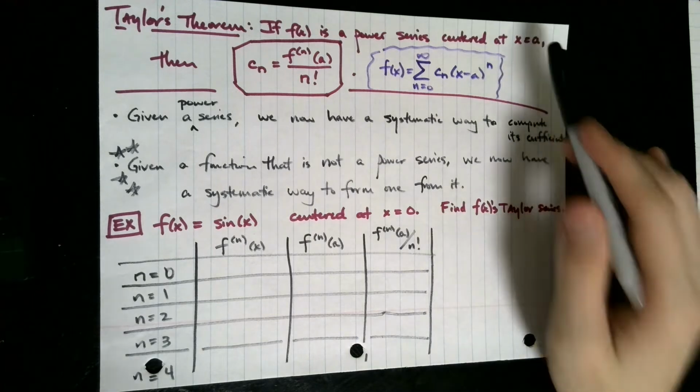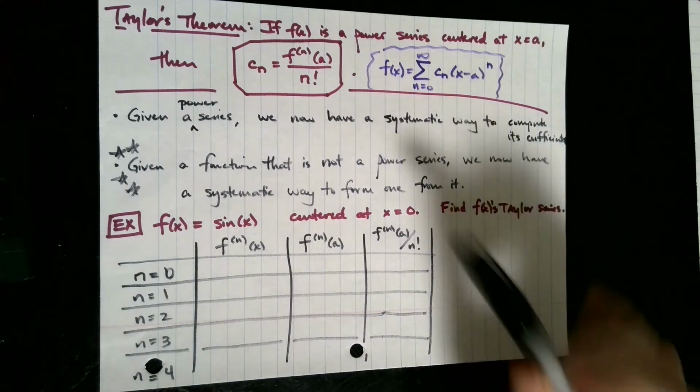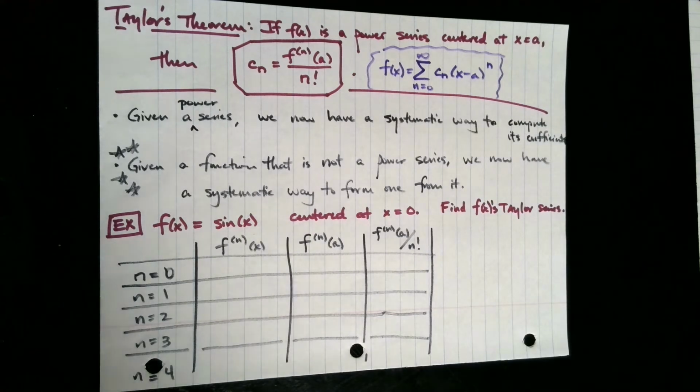Why? Because we're centered at a here. So a is what you'd have to plug in to wipe away all the terms of higher degree. And so this is an example of a power series centered at a.